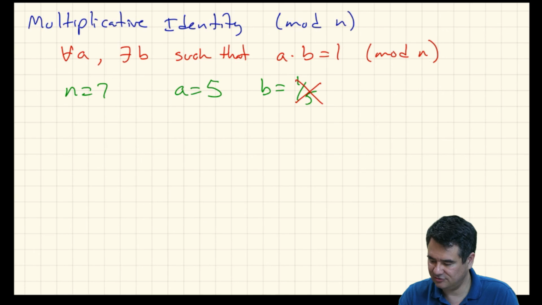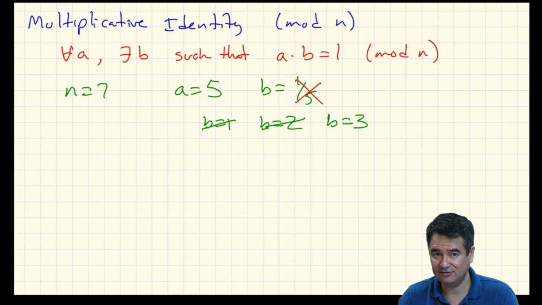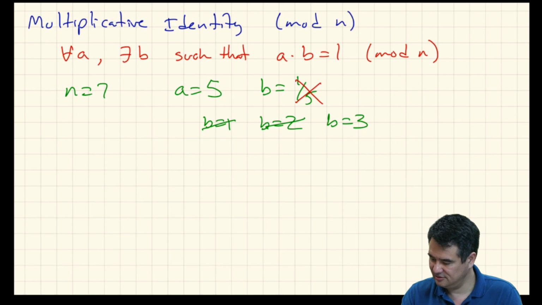So let's try b is equal to 1. 1 times 5 is 5. That's not it. How about b is equal to 2? 2 times 5 is 10. 10 mod 7 is 3. That's not it. How about 3? 3 times 5 is 15. 15 mod 7 is 1. Okay, so b is 3. So if a is 5, b is 3. 5 times 3 is 15, modulo 7 is 1. So 5 and 3 are multiplicative inverses. That's the word here, multiplicative inverses of each other.